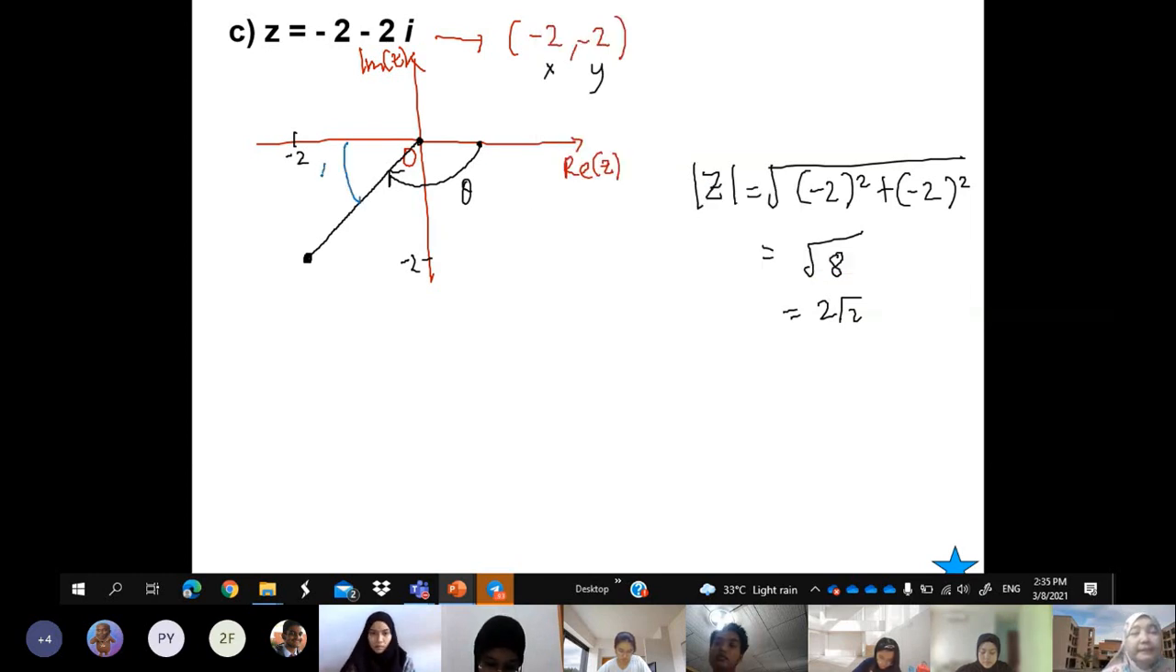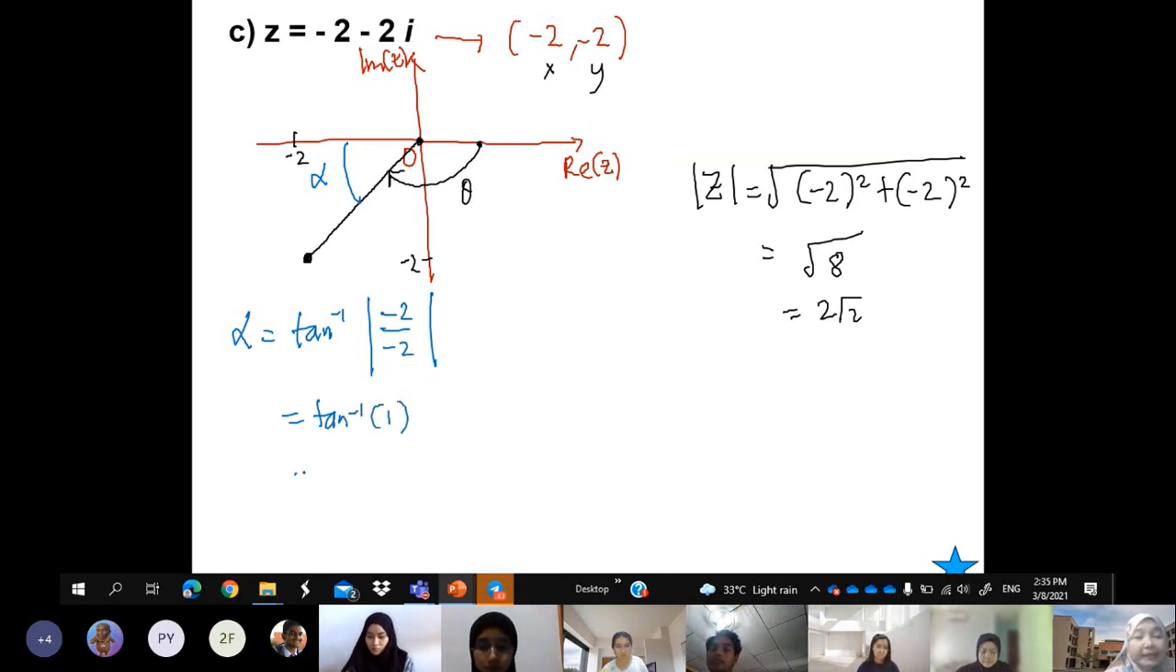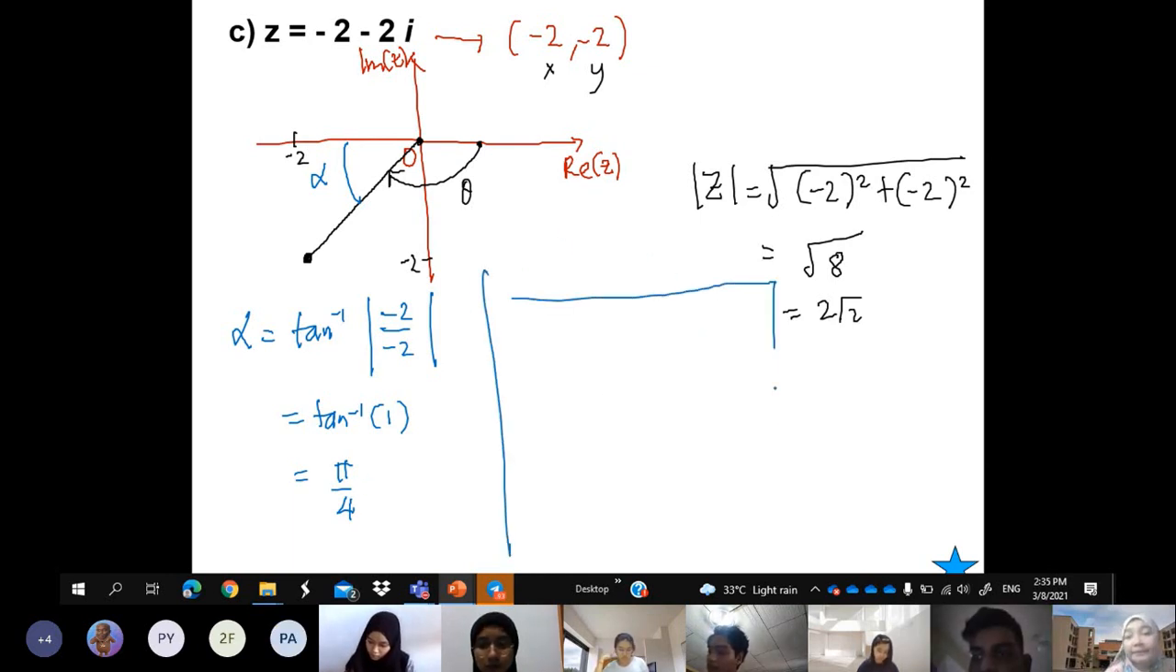Basic angle: opposite over adjacent, right? So alpha is tan inverse of the modulus of y over x, negative 2 over negative 2, which is tan inverse of 1. Then tan inverse 1 is equal to pi over 4. Or you may leave the answer in decimal. Okay, then the next step.